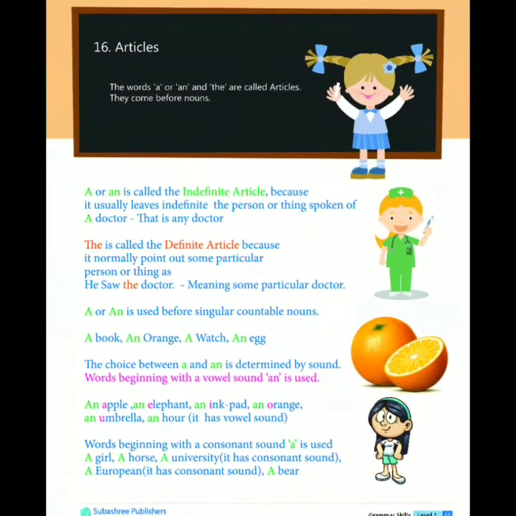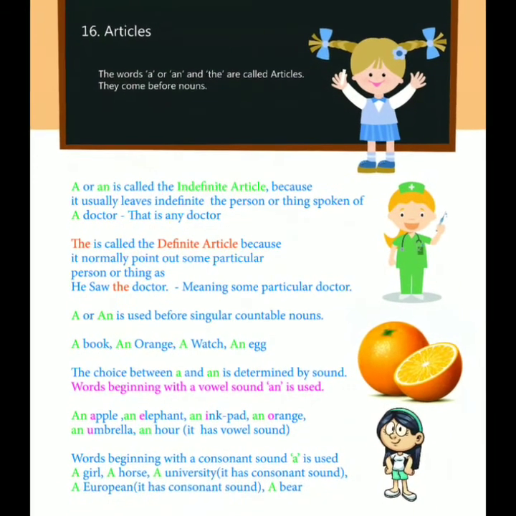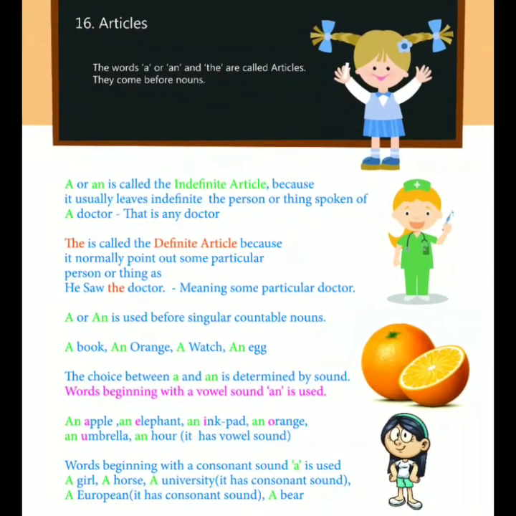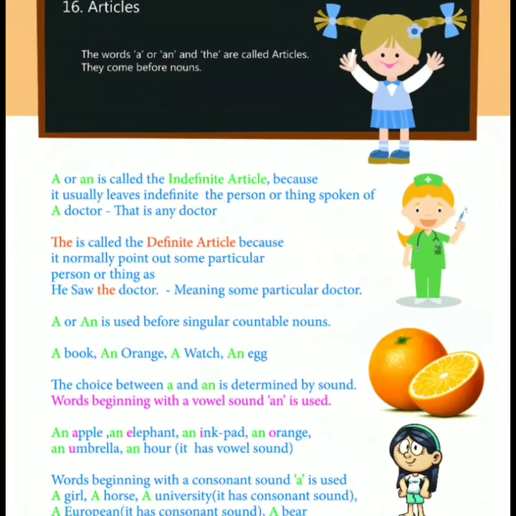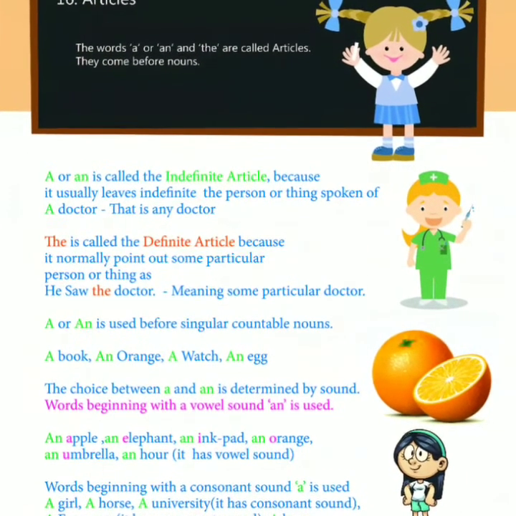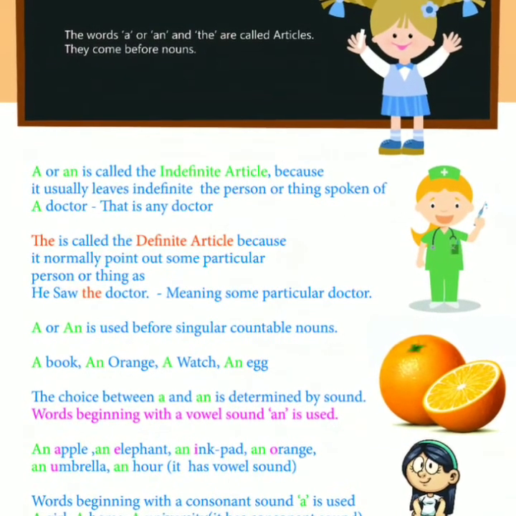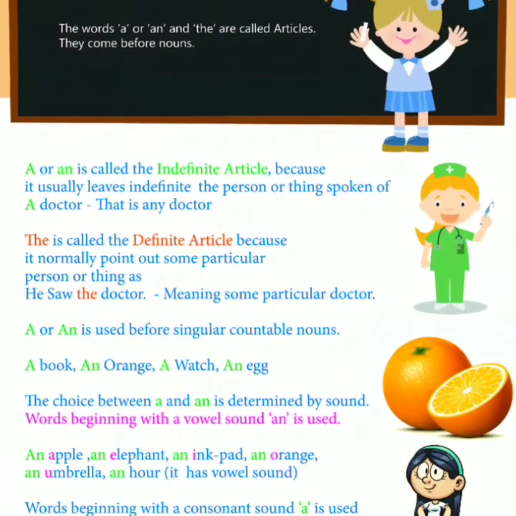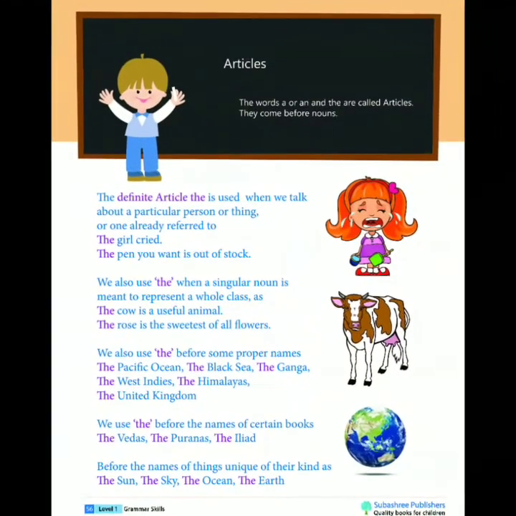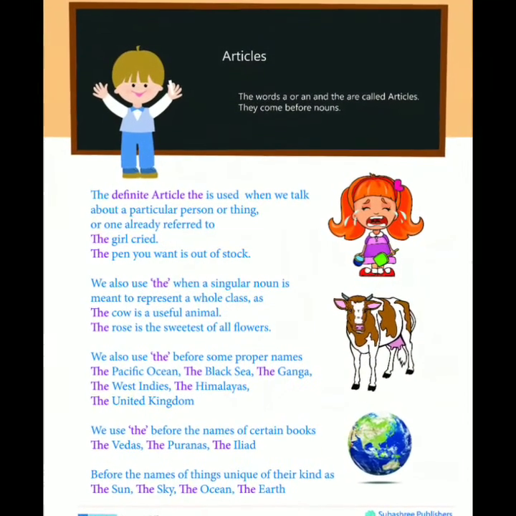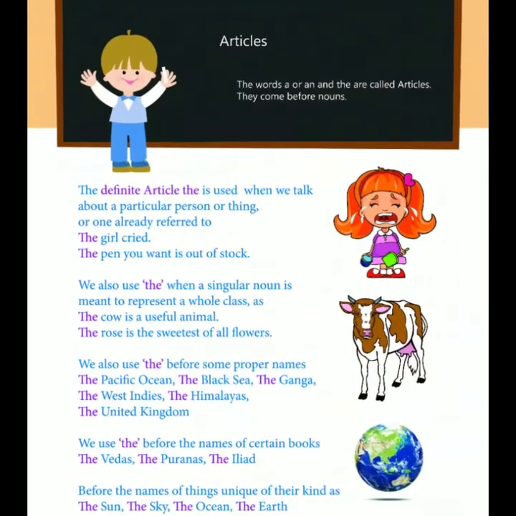Articles. The words a or an and the are called articles. They come before nouns. A or an is called the indefinite article because it usually leaves indefinite the person or things spoken of. A doctor, that is any doctor. The is called the definite article. The definite article is used when we talk about a particular person or thing, or one already referred to.